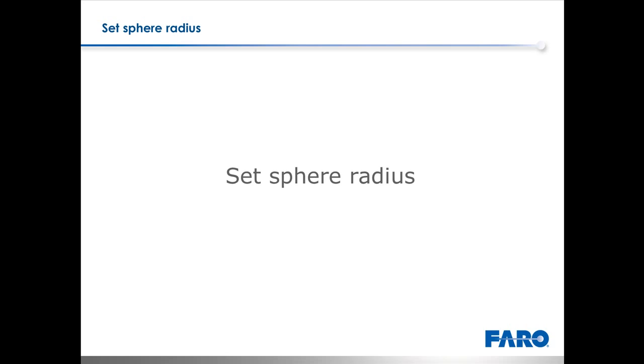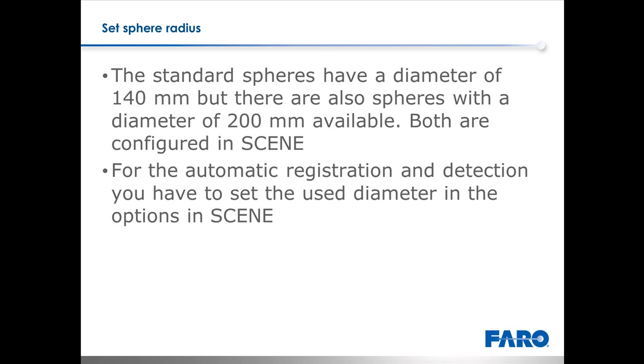Set sphere radius. The standard spheres have a diameter of 140 mm, but there are also spheres with a diameter of 200 mm available. Both are configured in Scene. For the automatic registration and detection you have to set the used diameter in the options in Scene.